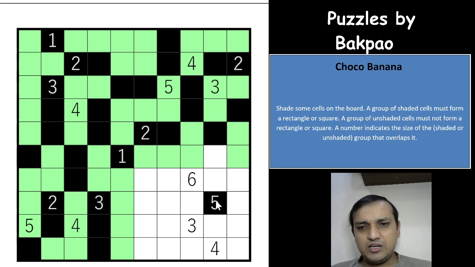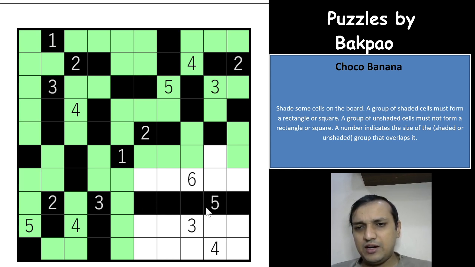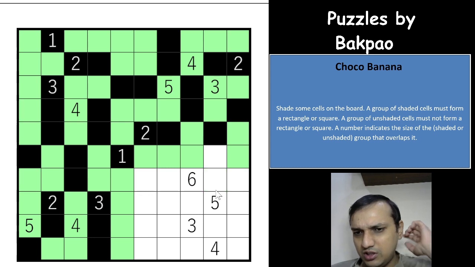5 cannot be shaded, of course. Very easy to see, but you just have to look at how it actually contradicts. So if 5 is shaded, there is only one way it can form a rectangle, and then 6 will be too big, right? Easy to see that way. So this is unshaded.